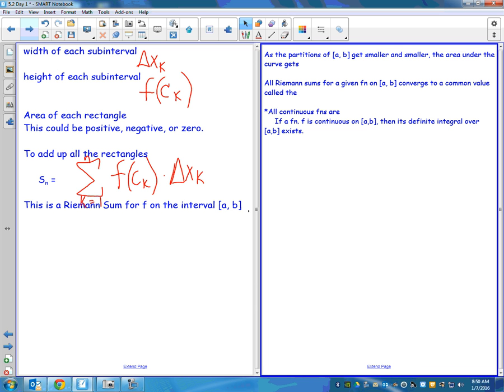As the partitions of a to b get smaller and smaller, so as my width gets smaller and smaller, what's going to happen to my approximation? Does that make sense? Like, as those widths get smaller and smaller and smaller, you look at the picture on 275, think about that white space that's not counted right now. Like, that's going to keep getting smaller and smaller. It gets more and more accurate. The rectangles become more and more accurate.